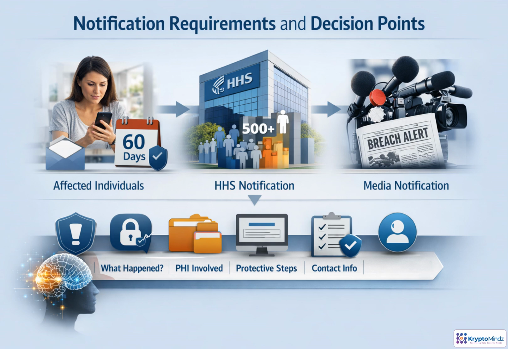Once a breach is confirmed as reportable, the clock is running. Affected individuals must be notified without unreasonable delay and no later than 60 calendar days after discovery. HHS must also be notified, with breaches affecting 500 or more people receiving greater public visibility. If more than 500 residents in a state or jurisdiction are affected, media notice may be required. The notice must explain what happened, the PHI involved, protective steps, response actions, and contact information, without revealing more PHI.